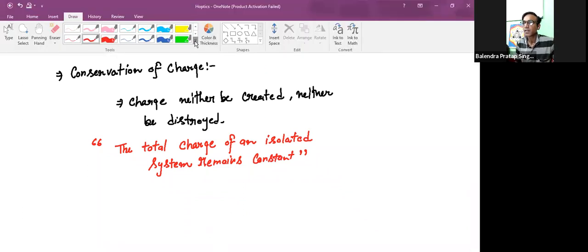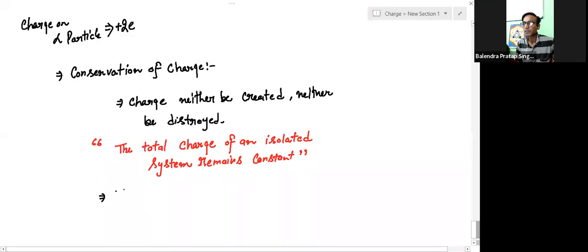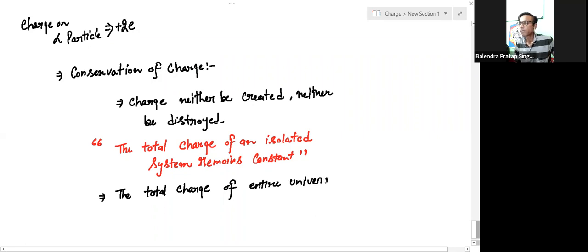So the total charge of the entire universe remains constant. This is what we call conservation of charge.